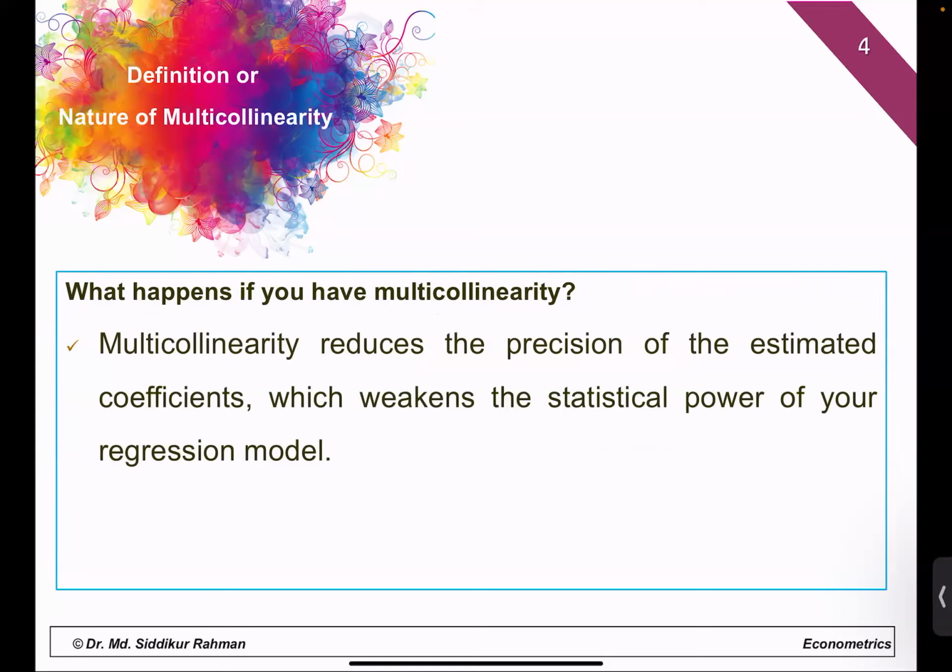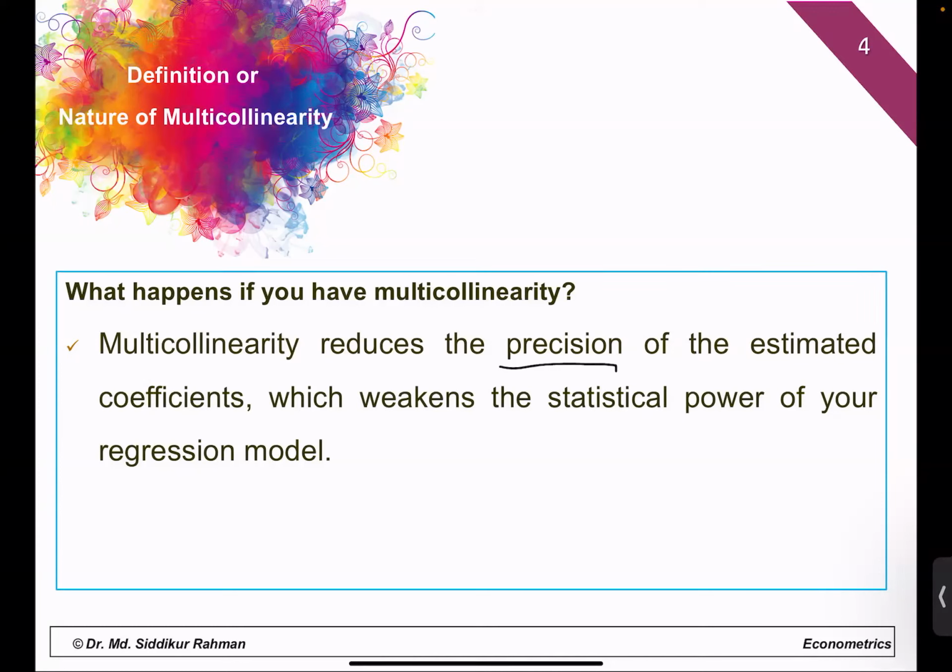So as a statistician or as a regression modeler, what is your objective? What is our aim, right? We need to have some precise estimate. That means a very good estimate of the regression model. But if you have multicollinearity problem in your regression model, then precision is a difficult task. The estimated parameters, like the coefficients of the regression model, are no longer efficient. Why does it happen? Because your data might have multicollinearity problem, which weakens the statistical power of the regression model.